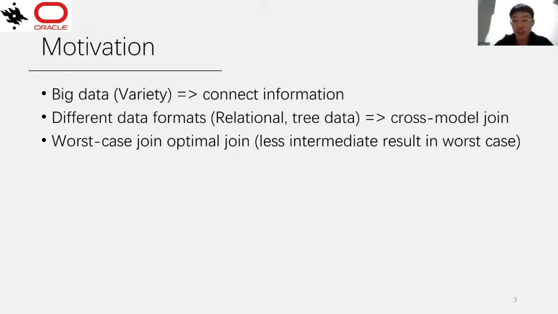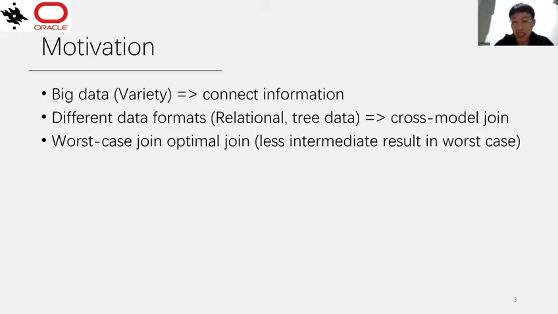One of the big data challenges here is the variety. The data can be in different forms. For example, some logs in Internet of Things are JSON and XML. When we do analytics on this data, we need to combine them together. We need to connect them by some common information.